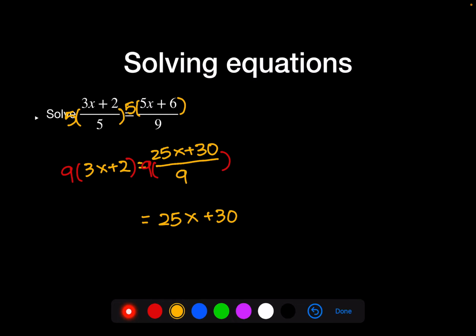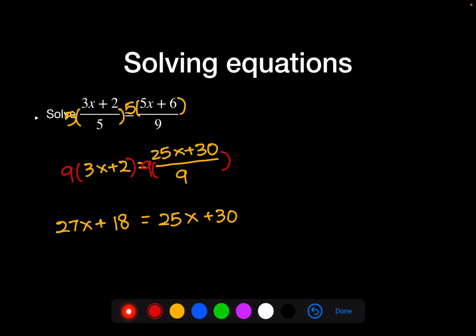On the left hand side, you just want to multiply out this bracket. So 9 times 3x gives you 27x, and then plus 2 times 9, which is 18. So that's what you get. Now we are not done, we still have to solve for x by itself. So first thing I want to do is get all the x terms on one side and all the number terms on the other side.